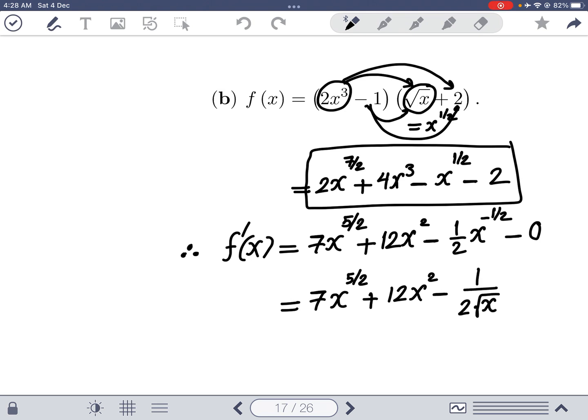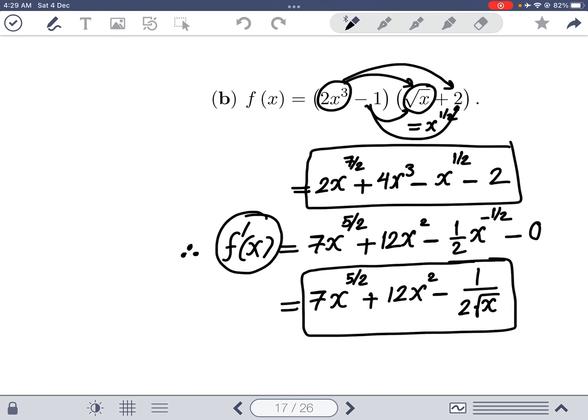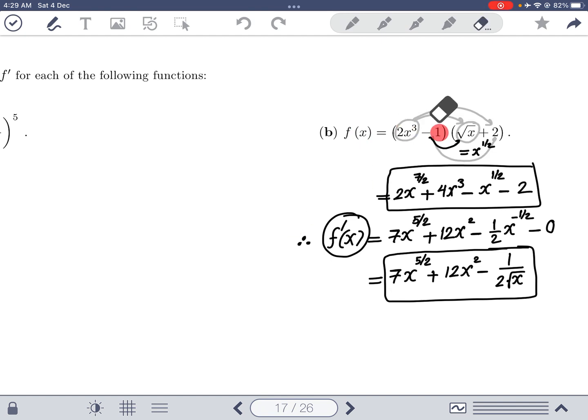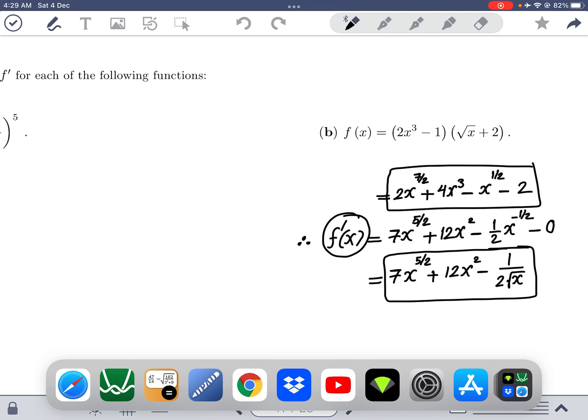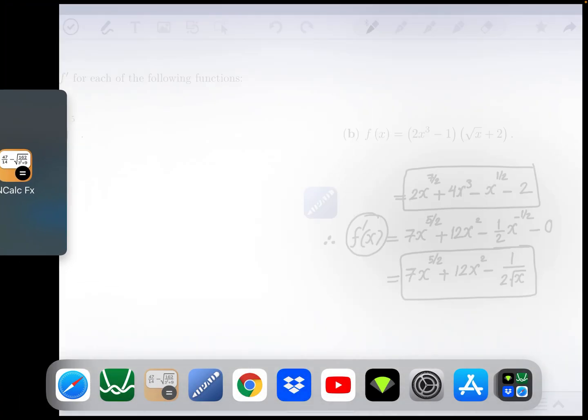So you just put x to the power negative half is 1 over radical x. It just looks nicer this way. So this here is our final answer for the derivative. And for this one, let's check that our answer is correct. So I'm going to get the calculator now and put this function in it.